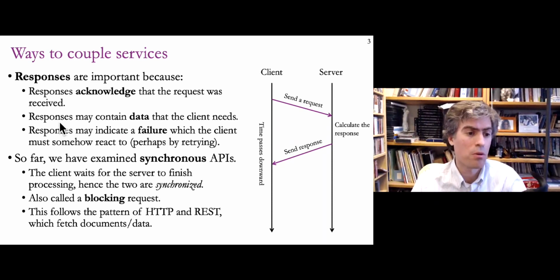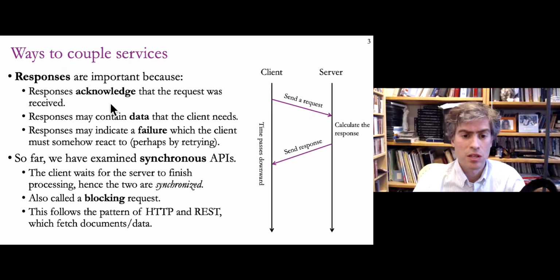Sometimes the whole purpose of the request is to get some data back, in which case the response is the whole reason why you made the request. Sometimes the response is very short and just acknowledges that the request was received and that the request was acceptable. Or conversely, if you make a bad request and there's a failure to process it, you might see in the response some error code. So for all those reasons, responses are important, and the client generally needs to read a response from the request, especially when we're talking about synchronous APIs.